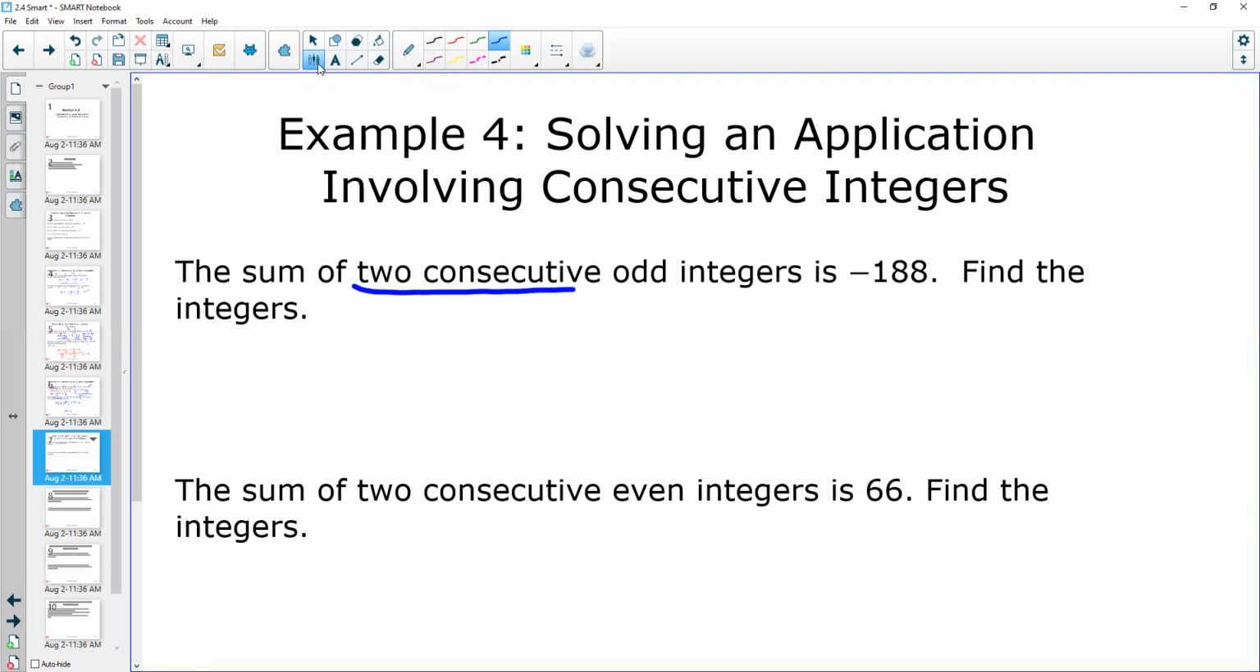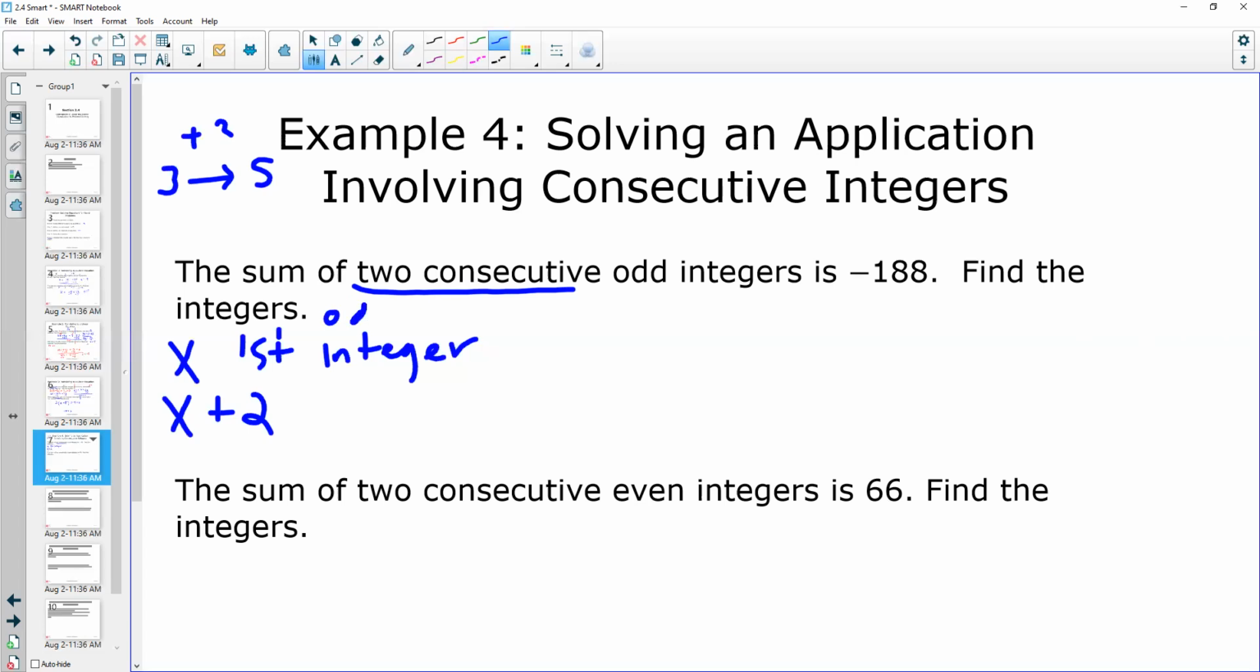Find the integers. Well, I know I need to label 2 numbers. As I said before, we're only ever using 1 variable. So you don't get to use 2 of them here. So don't do that. If x is the first integer, how do I get the next one? Well, let's say, for example, if x turns out to be 3, the next consecutive odd number would be 5. How do I get from 3 to 5? I add 2. So actually, the second odd integer, first, I'm going to put odd there. x plus 2 is going to be the second odd integer.